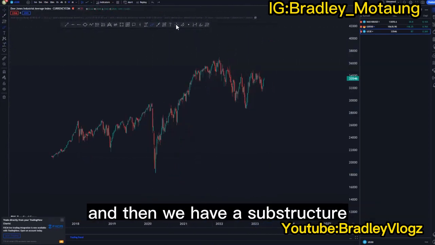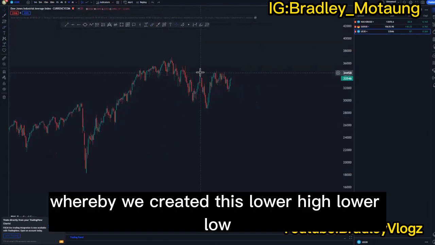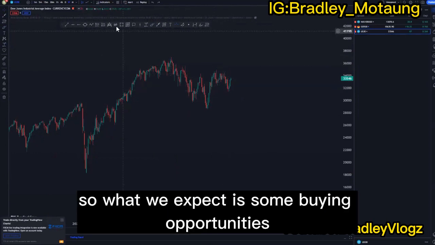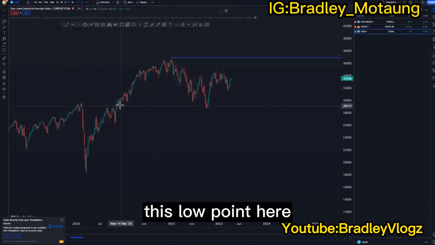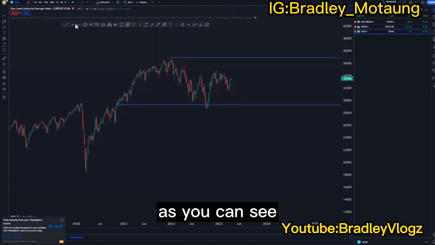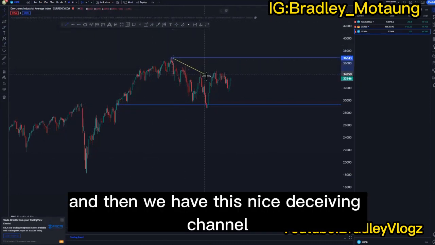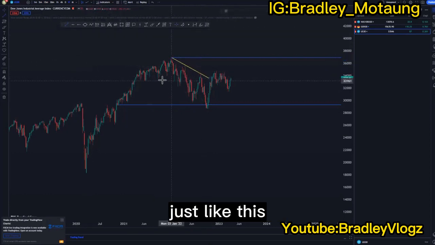And then we have a substructure that is going on around this point, whereby we created this lower high, lower low, higher high, higher low. So what we expect is some buying opportunities. And then we have this high point, this low point here, in form of that mass psychology activation, as you can see. And then we have this nice descending channel around this point, just like this.